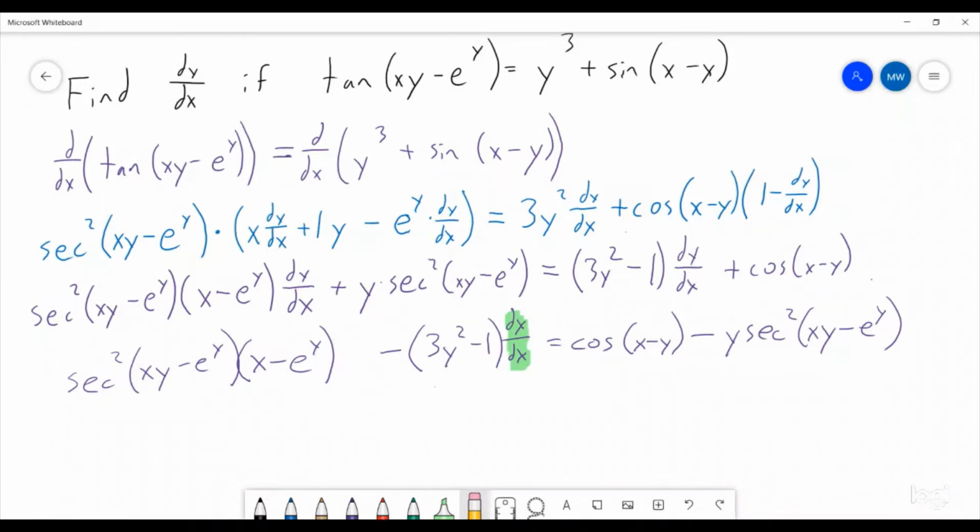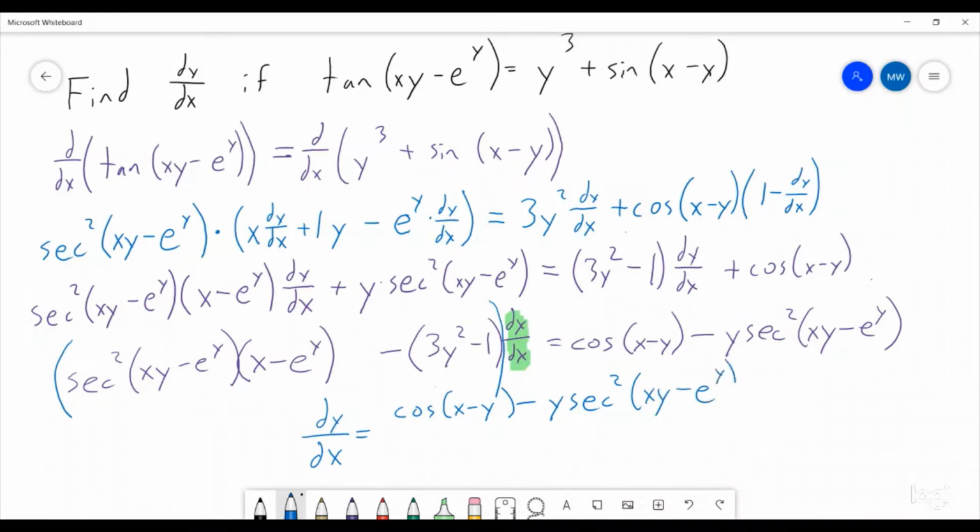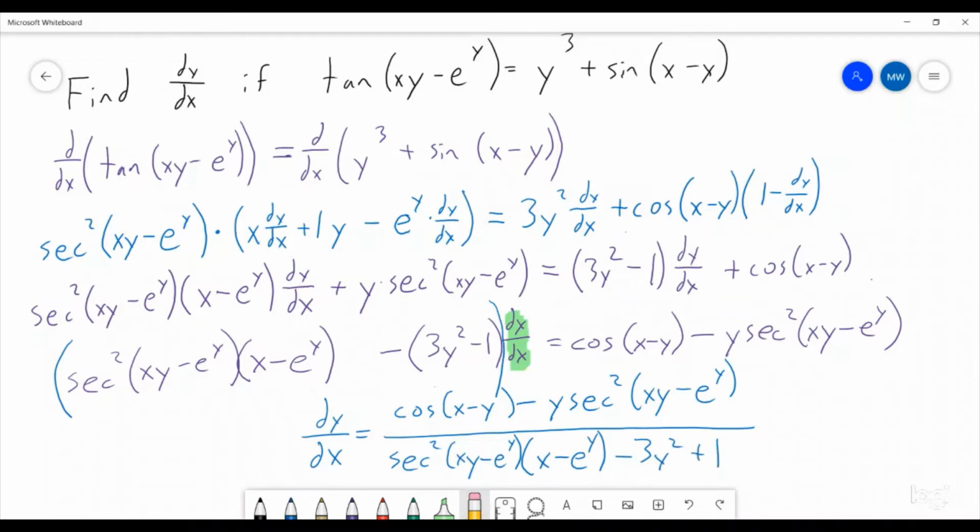So when we factor that all out, that will be dy/dx times all of that, and then we can divide all of that over to the other side to find that dy/dx is equal to cosine of x minus y minus y secant squared of xy minus e to the y, all divided by secant squared of xy minus e to the y times x minus e to the y minus 3y squared plus 1. And there we go. That is the entire derivative of dy/dx.